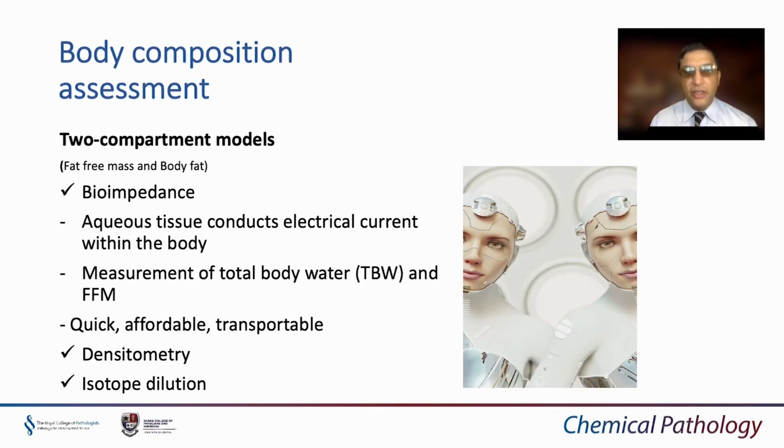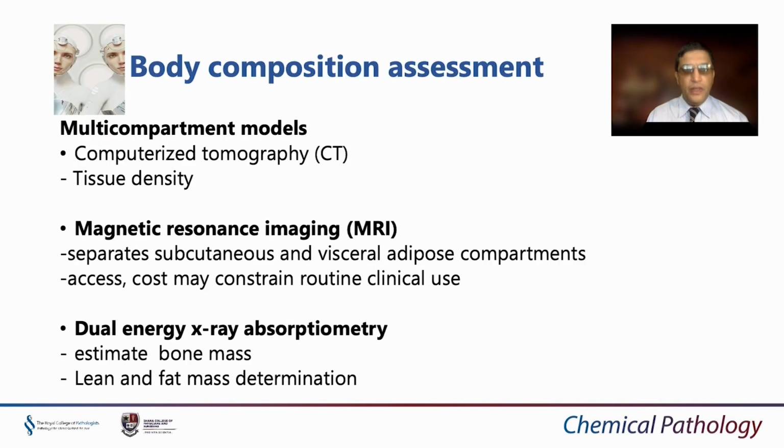Body composition may be assessed using two or multi-compartment models. The two-compartment models are able to distinguish fat-free mass and body fat. Techniques used are bioimpedance, densitometry, and isotope dilution. Body composition can be assessed by multi-compartment models. These include computerized tomography, magnetic resonance imaging, and DEXA scans.